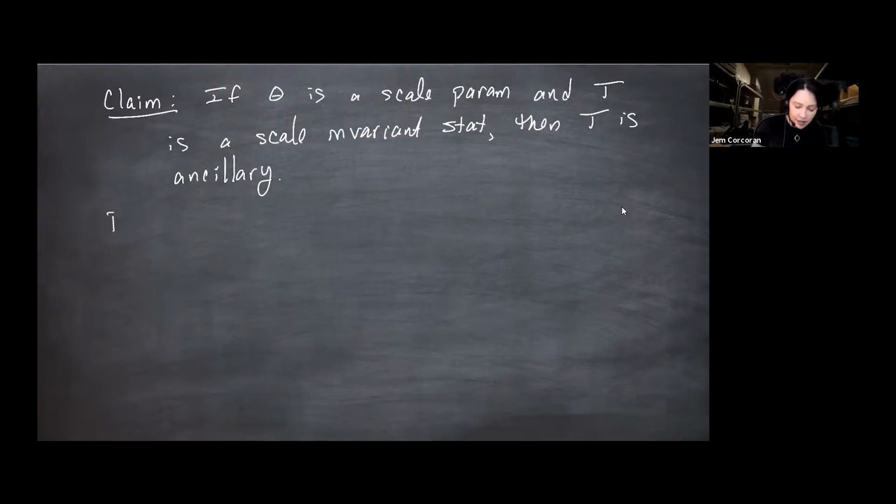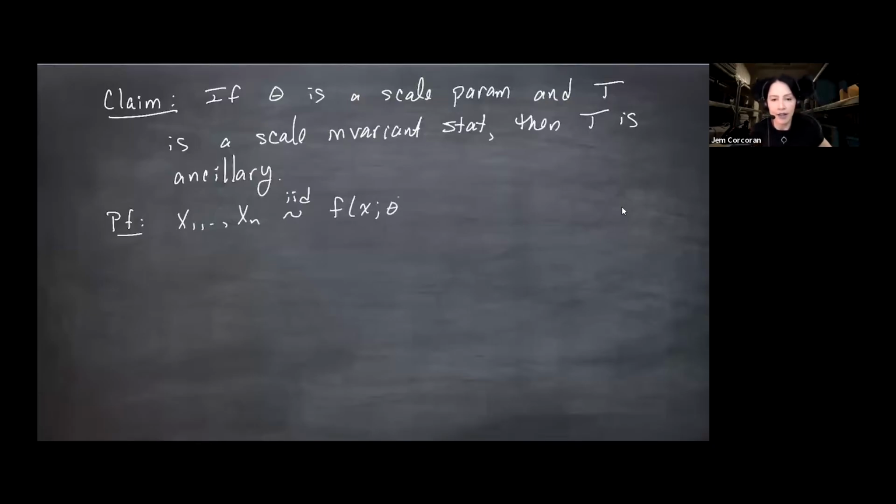So let's prove it. I've got X1 through Xn, and these are IID from some distribution, which can be written as theta times some f naught of theta x, because it's a scale parameter. And so the joint PDF of X1 through Xn, why am I suddenly doing that? We never use that notation.